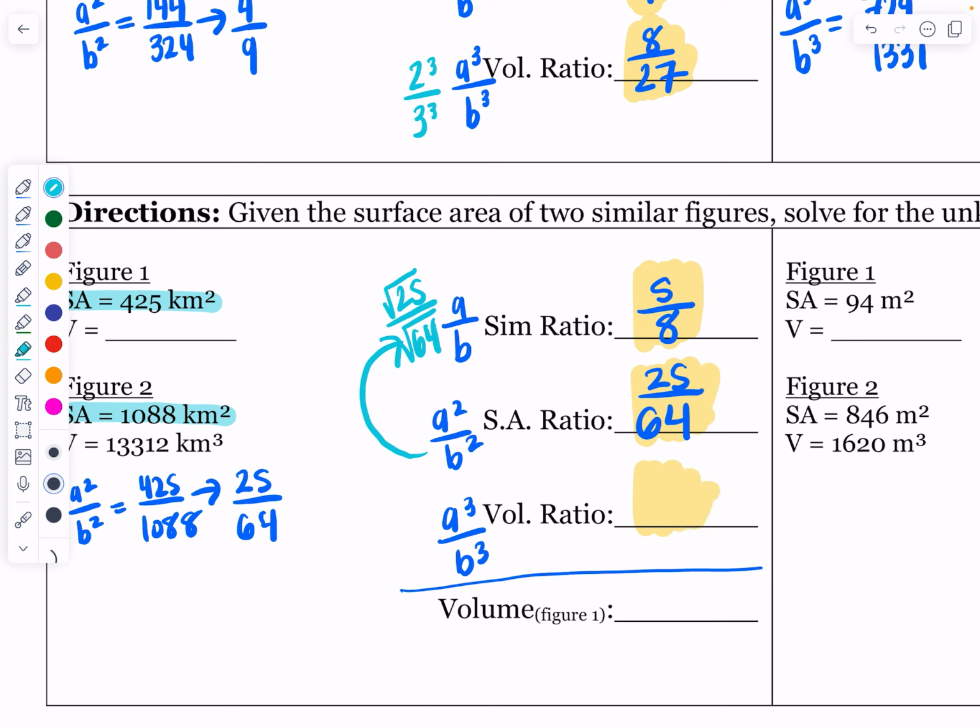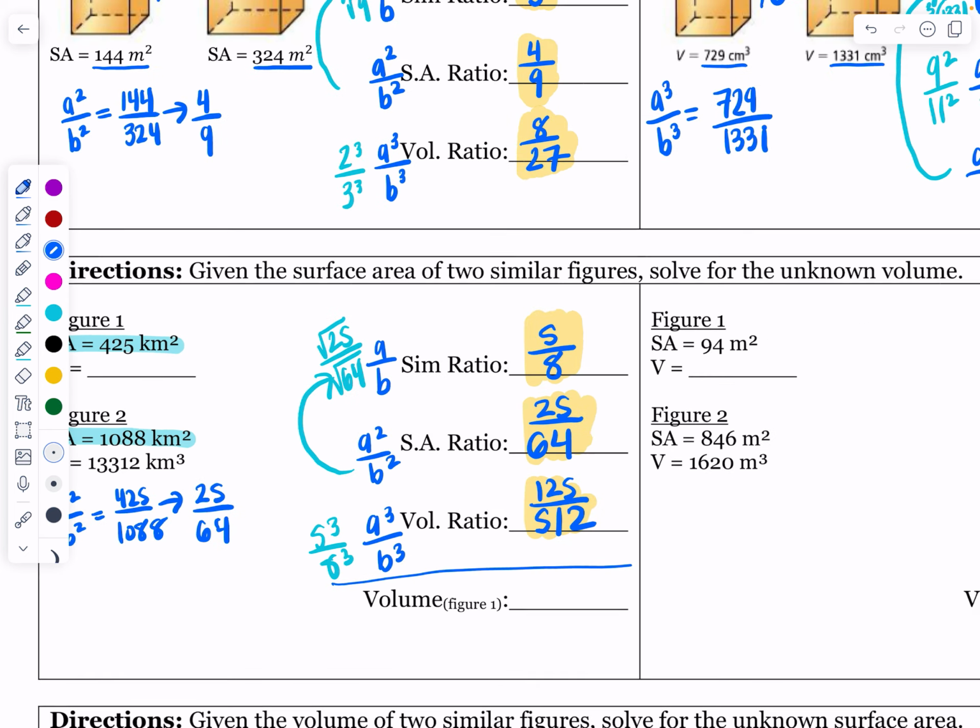I take my A and B, which are 5 and 8, and I do 5 to the third power over 8 to the third power. 5 to the third power is going to give me 125. 8 to the third power is going to give me 512. So that is no different than what we've done so far.